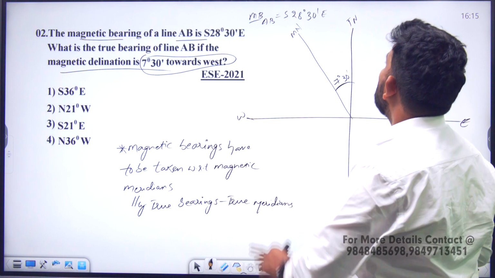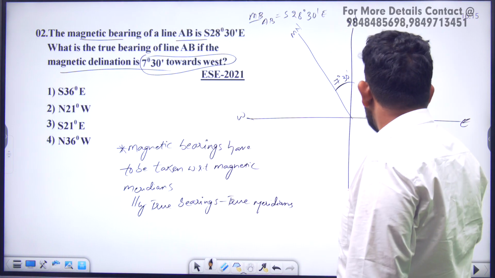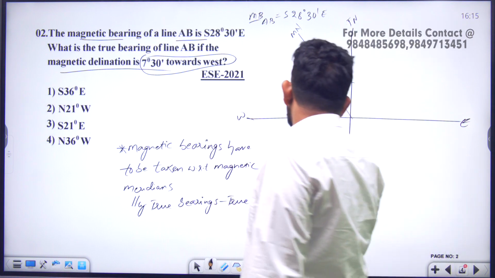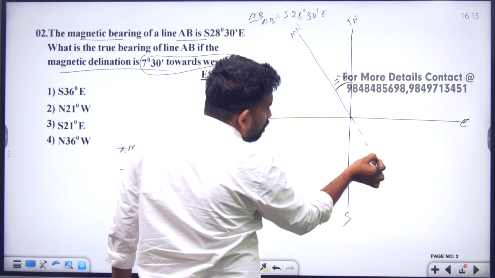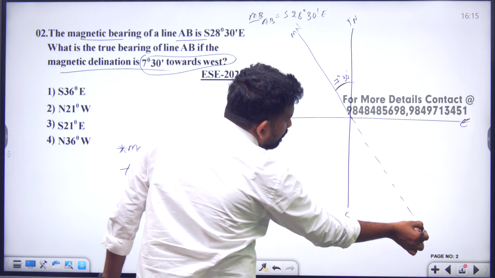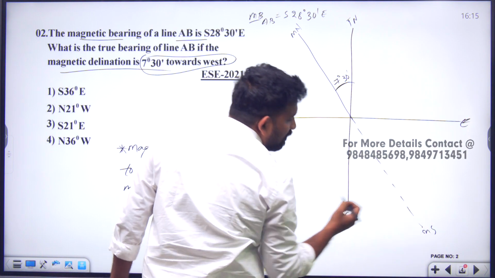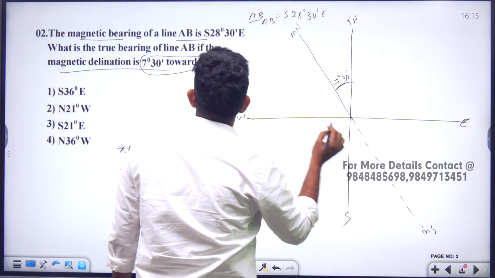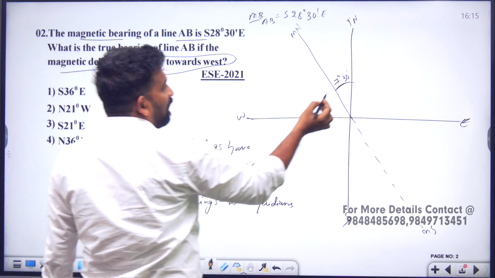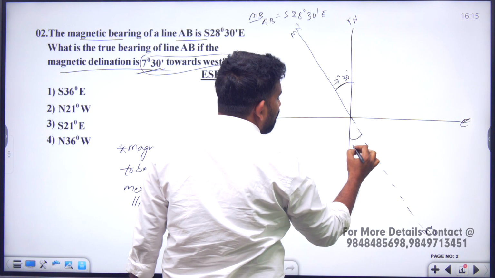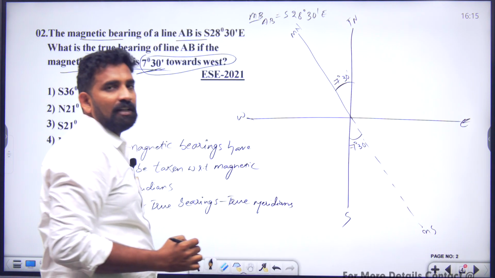Okay, now the given value is south 28 degrees 30 minutes east. Now it is lying in between south and east. So what I will be doing here, I will extend this angle, such that this is north and such that this is south. This is your magnetic south. And now see here, the given declination is 7 degrees 30 minutes. So obviously when this is 7 degrees 30 minutes, this angle will also be 7 degrees 30 minutes.